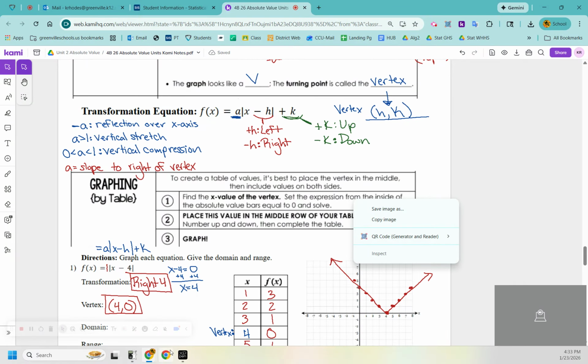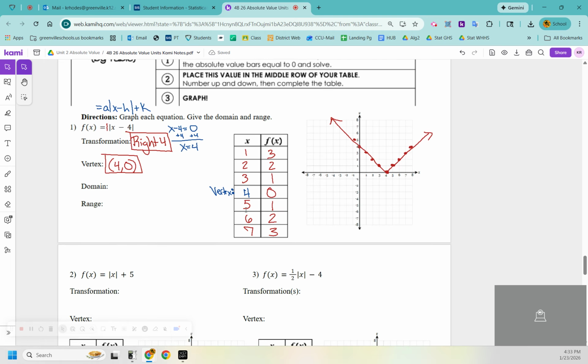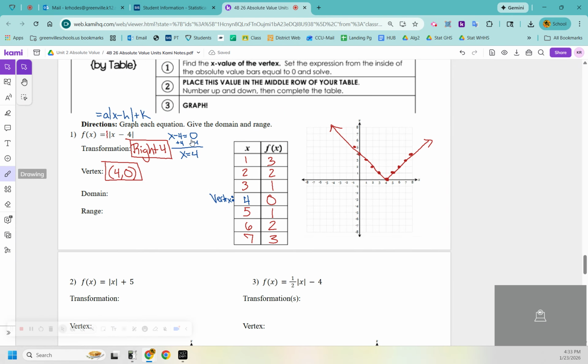So that's this graph. What that changed? The domain is still left forever, right forever. We're talking x values. The domain's not changing. And range, be careful, it's not 4 because this point is (4, 0), and range is y values. So y values is 0 to infinity. That did not change, even though my graph shifted to the right. So bracket 0 to infinity.